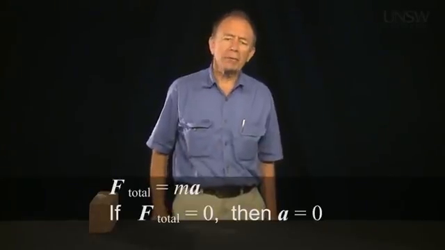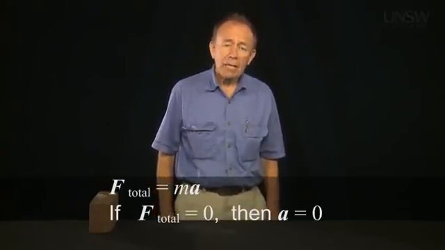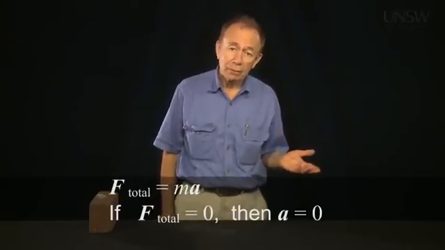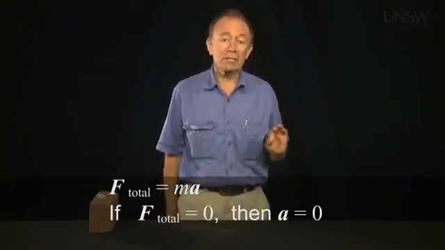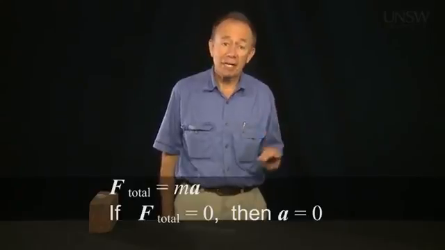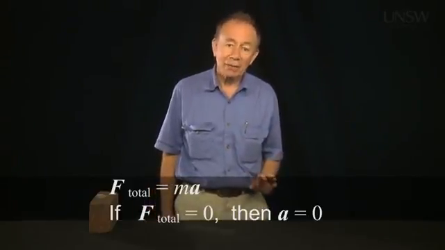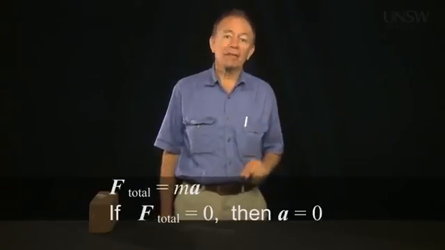Look at the equation we're using for Newton's second law. If we set F total equals 0, then a equals 0. So this one equation states both the first and the second law. First law, second law, well, you can guess what's coming next. But first, as usual, there's a quiz.